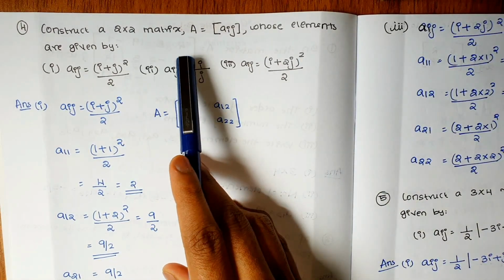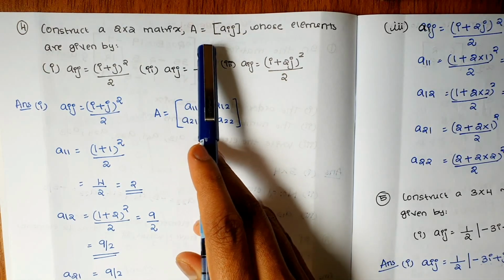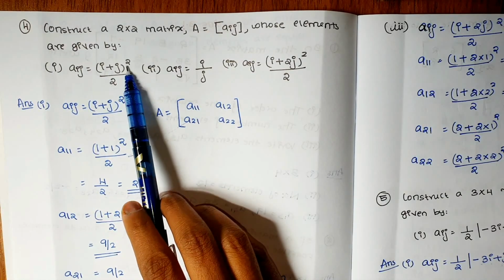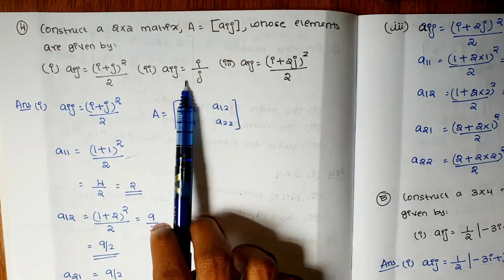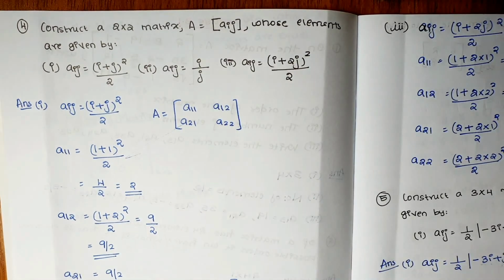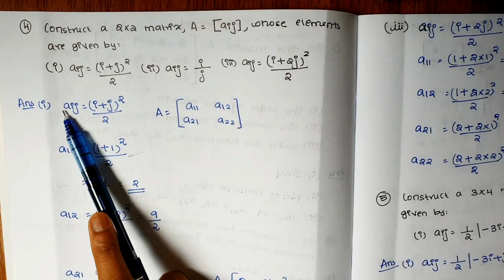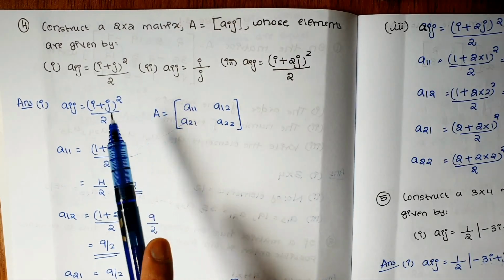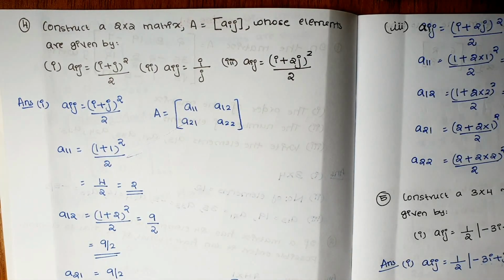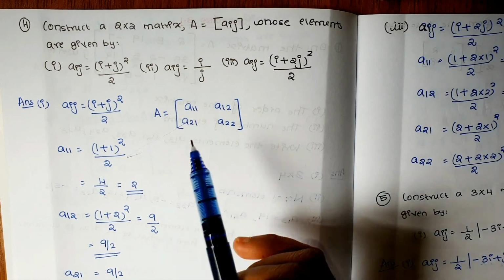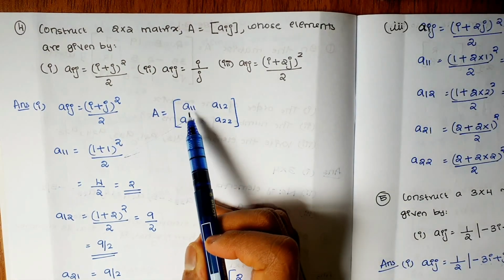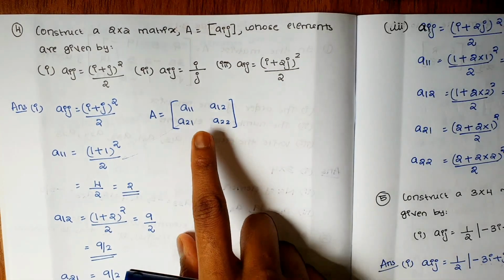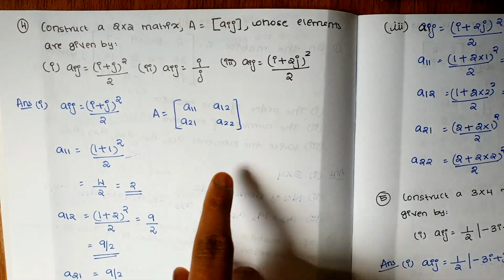Construct a 2 by 2 matrix A equal to [Aij], whose elements are given by Aij is equal to (i plus j) the whole square by 2. Okay, and we have 3 questions. First, we can start with the first question. First is Aij is equal to (i plus j) the whole square by 2. So we have to construct a 2 by 2 matrix. Okay students. So what is our matrix? A is equal to A11, A12, A21 and A22 because it has 2 columns and 2 rows. So this is our matrix.